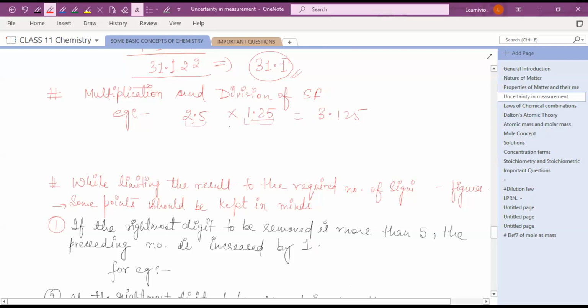In these two numbers, what is the minimum number of digits after the decimal? In the first number there is only one digit after the decimal, right? But in the other, after the decimal, there are two digits. So we will choose the minimum. In the final answer, you will write only the minimum number of digits after the decimal, which is 3.1. This is your final answer.